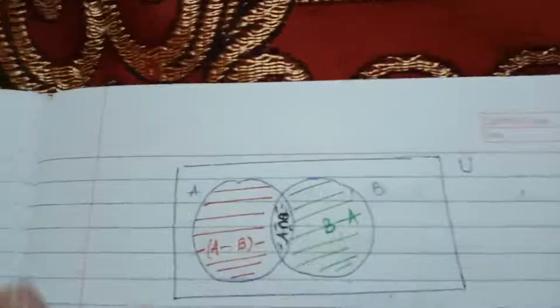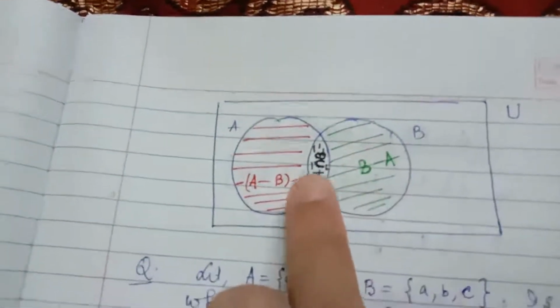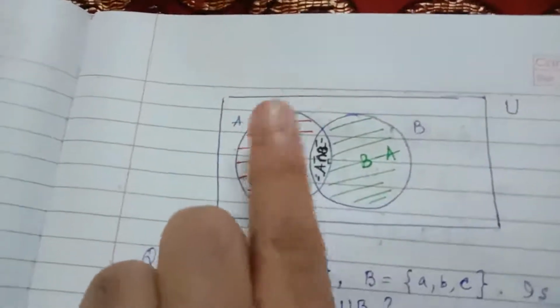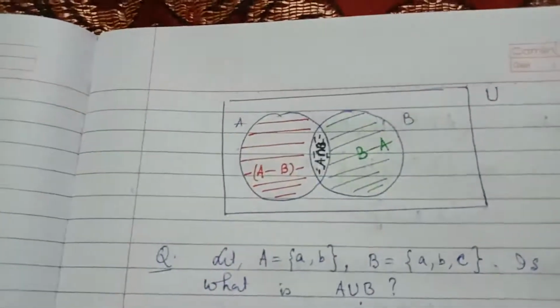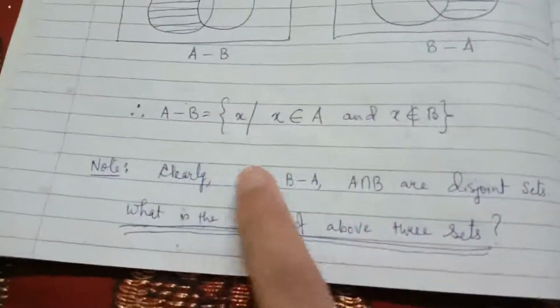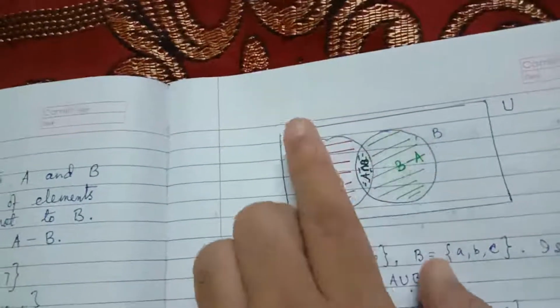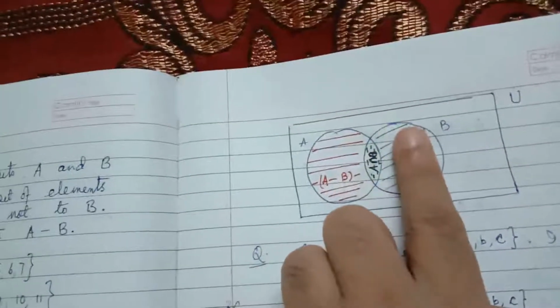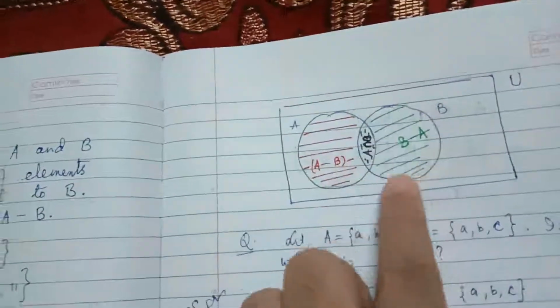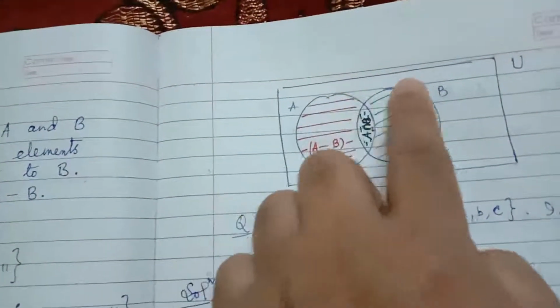I draw another Venn diagram. This part is A minus B, this part is B minus A, and this part is A intersection B. Nothing is common between these three, and therefore they are disjoint sets. And what is the union of these three sets? A minus B union A intersection B union B minus A is equal to this whole set, which is A union B.